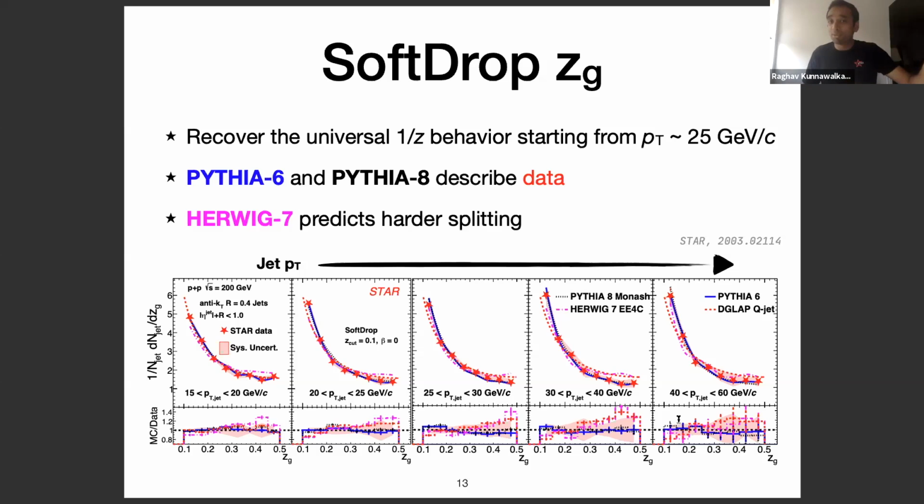The comparison to Monte-Carlo is the same. You see Pythia 6, but now Pythia 8 also describes the data, and Herwig essentially deviates. Herwig tells you that you have a harder split at the higher z, the ratio is above 1 there. So that's very interesting, first of all.